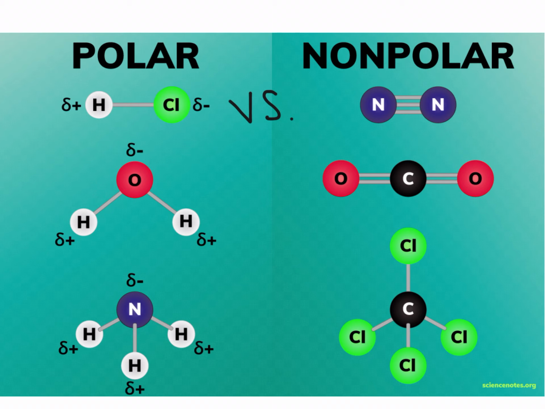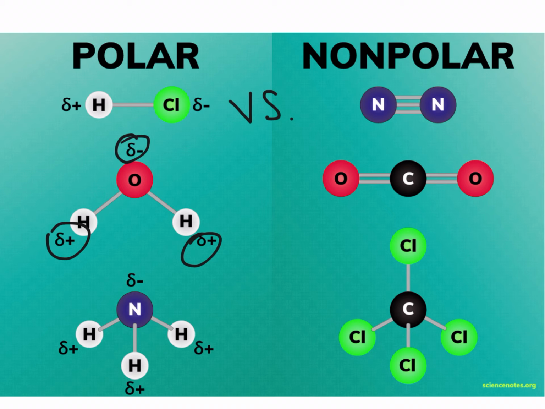So what does it mean to be polar? A polar molecule has an unequal sharing of electrons, which could be due to a difference in electronegativity. Polar molecules also have dipoles, as shown in these images, which I'll talk about in a moment, and they are usually more unstable than nonpolar molecules due to these dipoles.